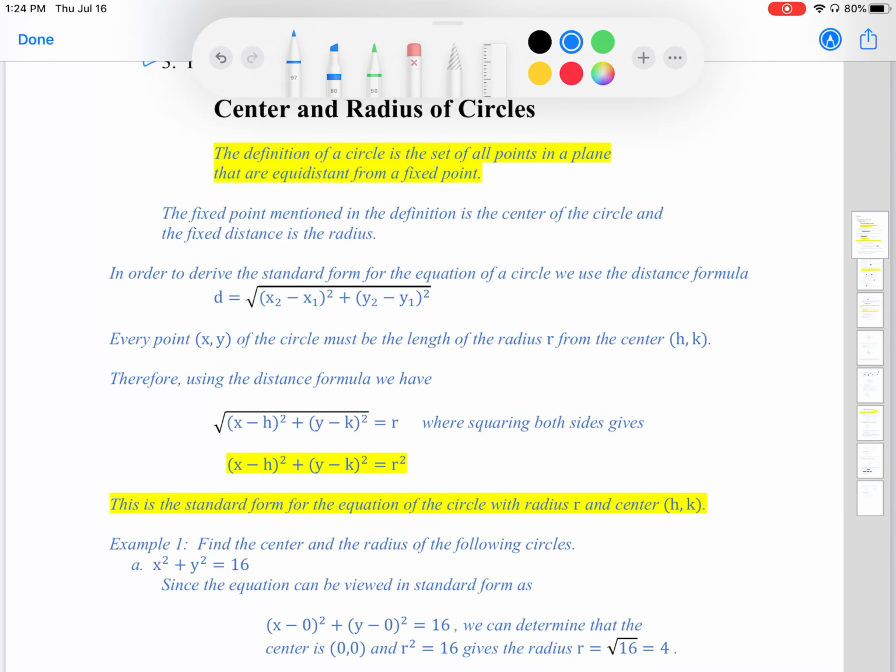The definition of a circle is a set of all points on a plane that are equidistant from a fixed point. So if there's a fixed point and all these lines are the exact same length, then the collection of them will make this figure, which is how a circle is defined. The fixed point mentioned in the definition is the center of the circle, and the fixed distance is the radius. So the distance from our center to the endpoint, that is called a radius.